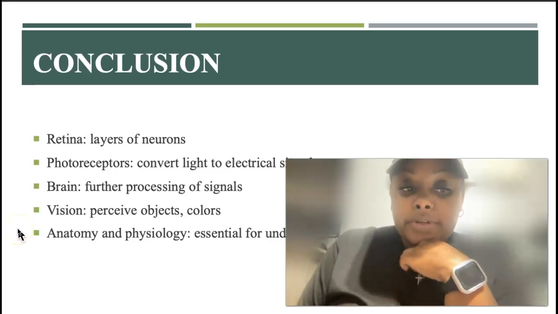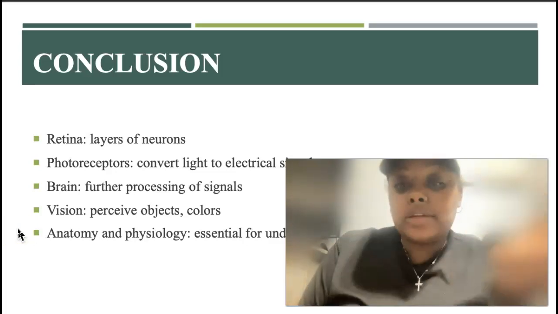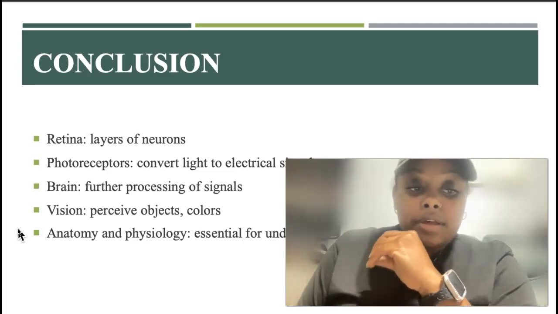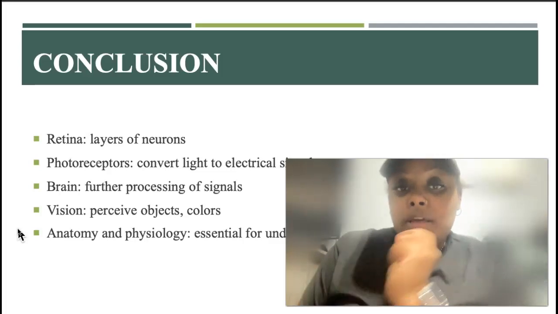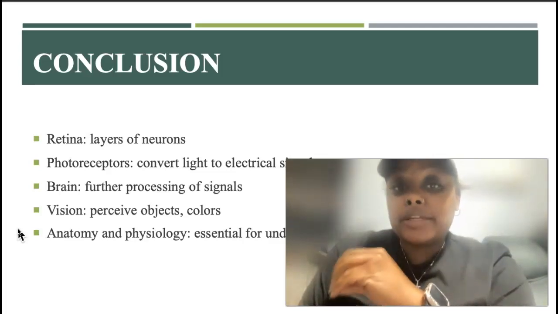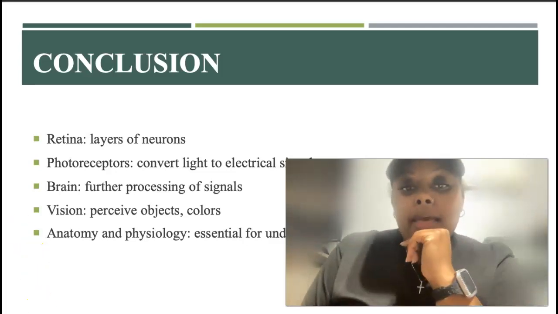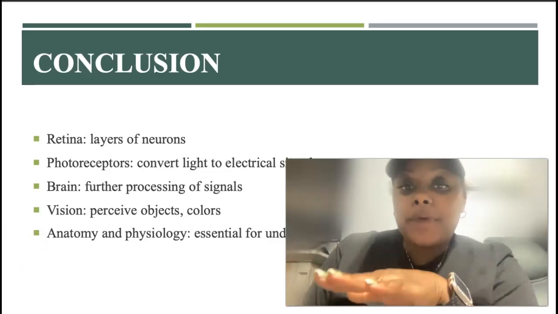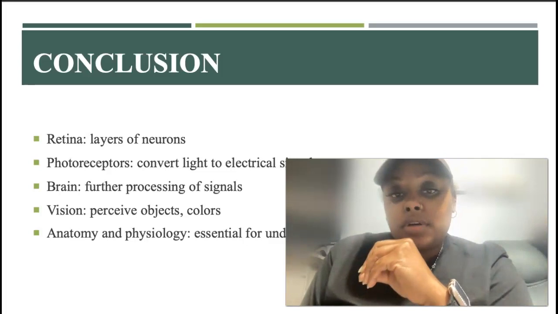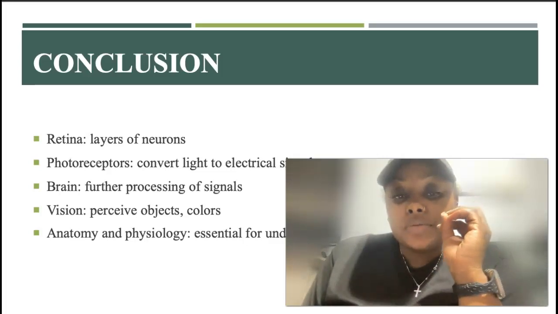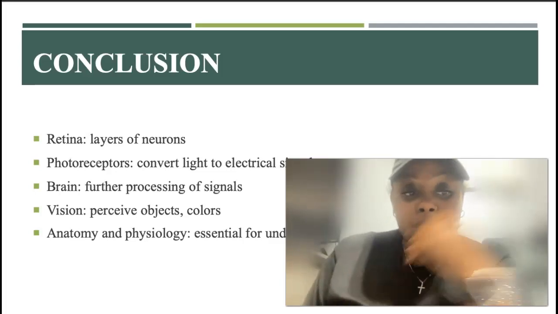The optic nerve is a paired cranial nerve that aids in transmitting the visual details from the retina to the brain. The nerve is composed of glial cells and retinal ganglion cell axons. In the brain, the signals that the eye has captured are further processed. After the brain has fully processed the signal, this is when vision occurs and we perceive the objects and the colors. It is crucial to understand the anatomy and the physiology to understand vision.